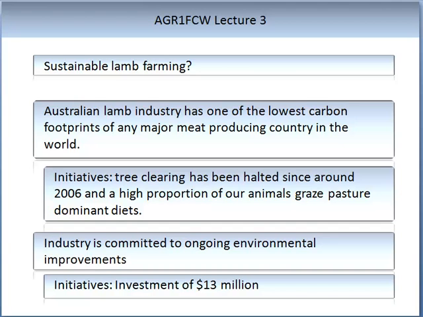For example, the Australian beef and lamb industry produces one of the lowest carbon footprints of any major meat-producing country in the world. This initiative came about as tree clearing was halted, and a higher proportion of the animals graze pasture-dominant diets.